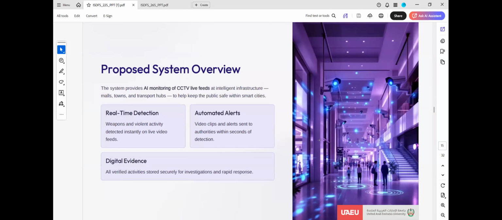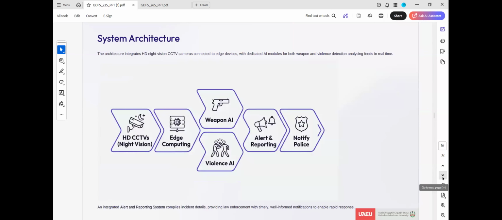So, our proposed system overview: we have to detect real-time weapon and violent activity, and also automatically alert people, and properly store the evidence, the particular investigation evidence, which will be helpful for law enforcement. So that is our ultimate aim. So this is the system architecture.